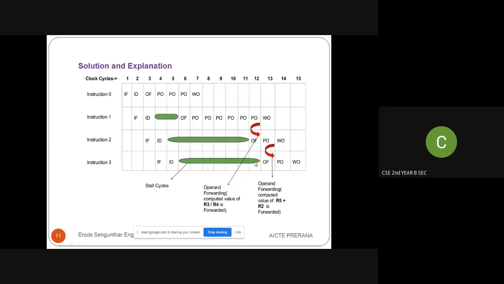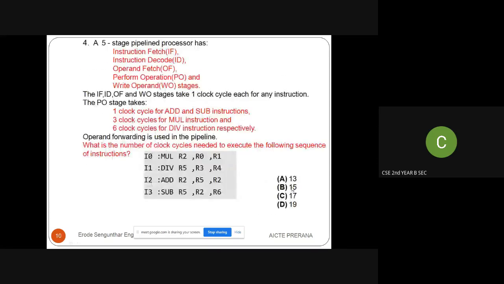Also we are in a waiting state. Then the previous PO is in its ending state, so we are providing operand fetch followed by PO and WO. Overall we are having 15 clock cycles in order to complete these 4 instructions. So the answer is 15. Option B is the answer.